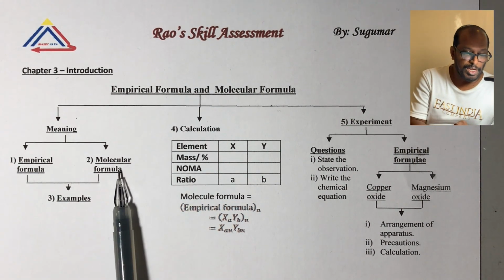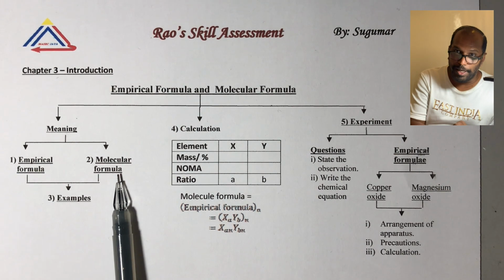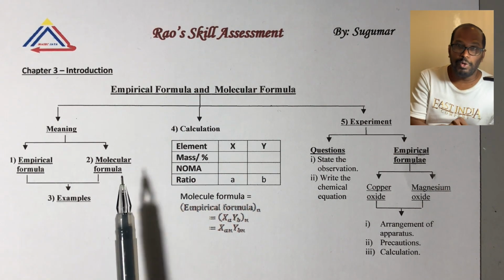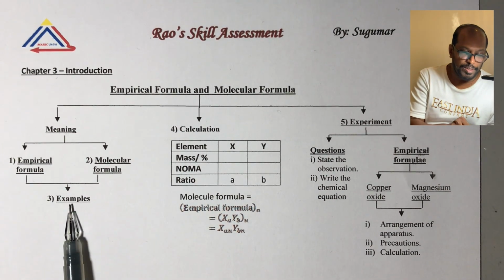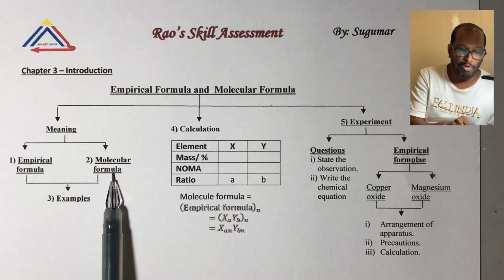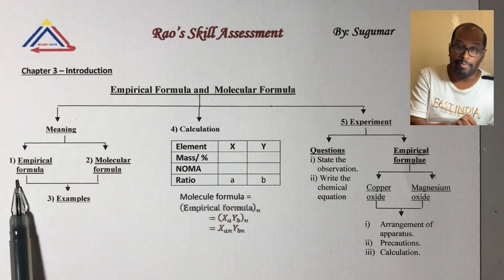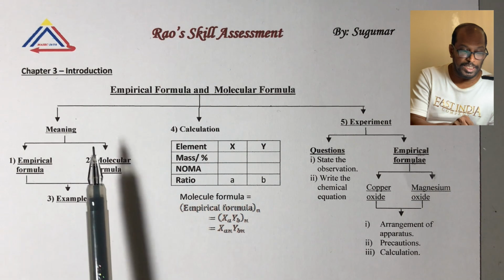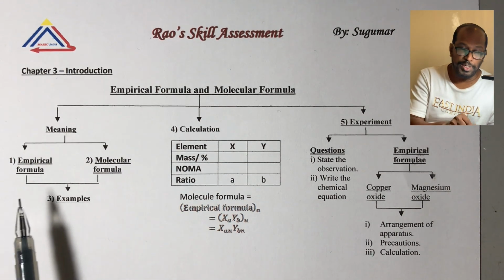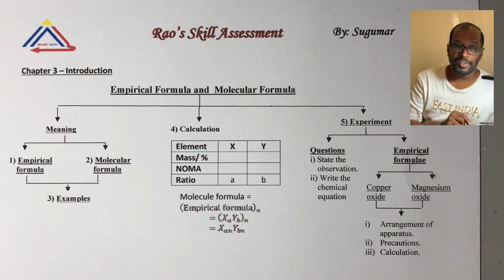Number two, we need to understand what a molecular formula is. Then we need to do some examples of how to convert a molecular formula to an empirical formula. So this is level 1, which covers 3 parts.